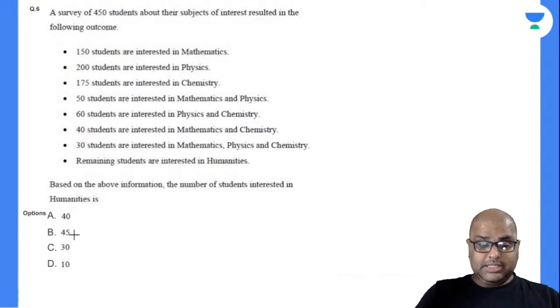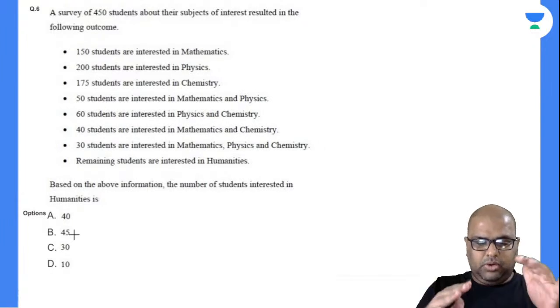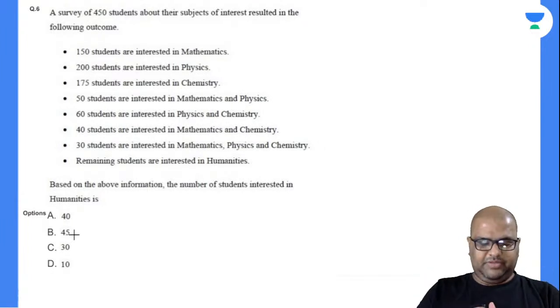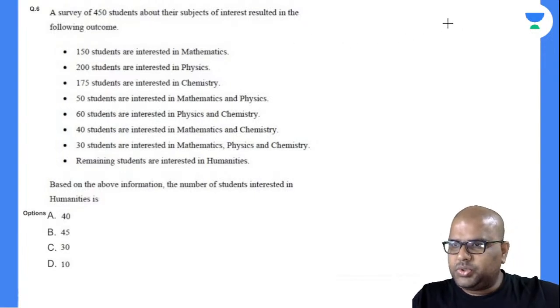Now see, the data is huge. So you have to organize the data perfectly. Unless you organize the data perfectly, you cannot solve this question, right? Let's see. A survey of 450 students. So totally there are 450 students, it seems. I'll write down the data.